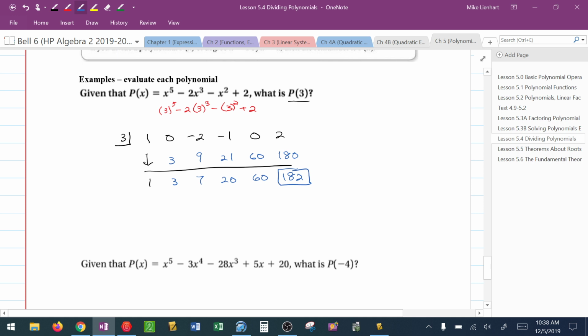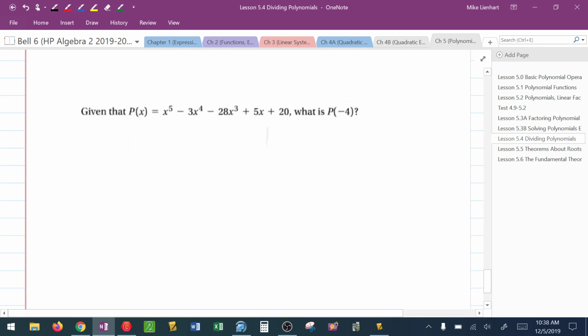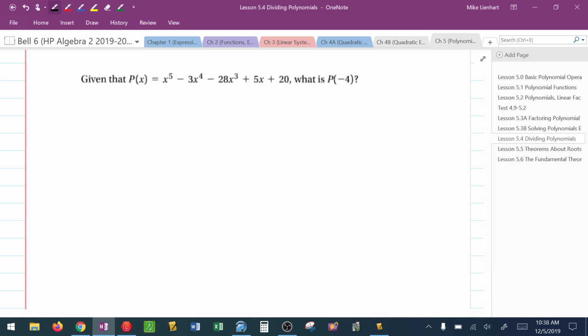Now, whether I did it by plugging and chugging or whether I did it synthetically, my final answer here is going to be P of 3 is 182. The remainder theorem tells me the remainder is the answer when I evaluate or plug and chug. So let's try one more like that. I know my box number here is negative 4. I know the coefficients go 1, negative 3, negative 28. I don't have an x squared, so I've got to put a 0, 5, 20. All right, bring it on down.